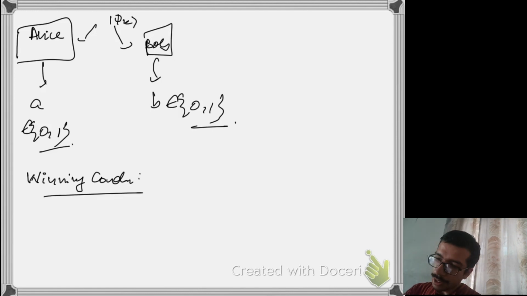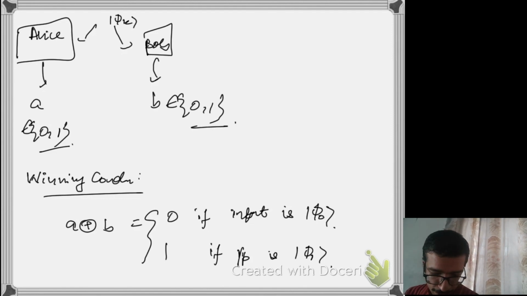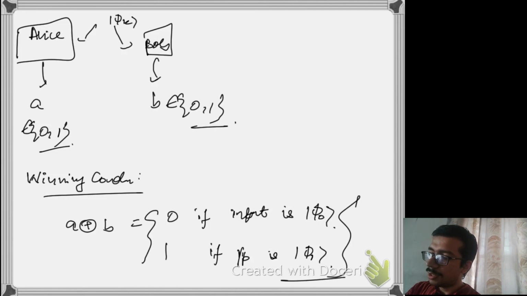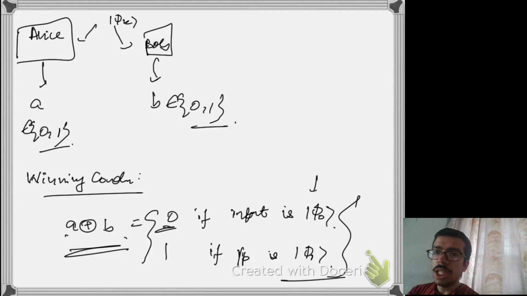So what's the winning condition? The winning condition is that A XOR B is going to be 0 if the input is ket phi 0, and 1 if the input is ket phi 1. So if they together receive phi 0, then they should produce equal bits so that their XOR is 0. If they receive ket phi 1, then they should output unequal bits whose XOR is going to be 1.